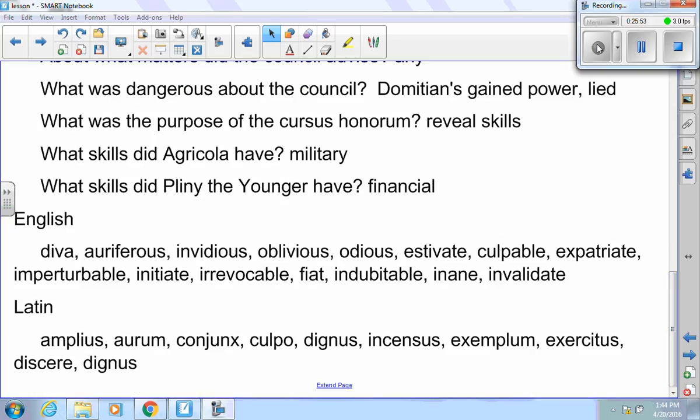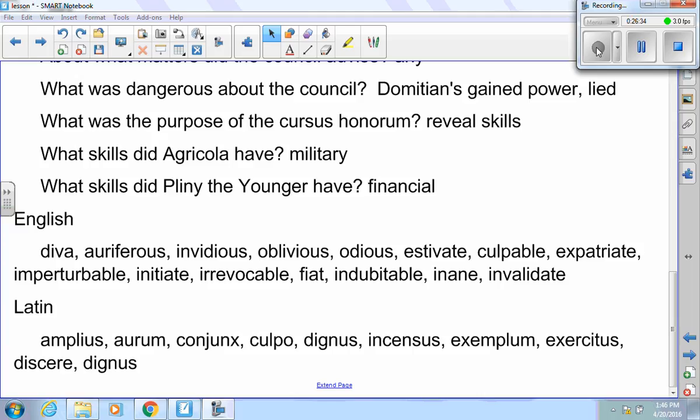Here's a list of English words and Latin words that you're going to need to know for your test. Starting out with diva. Diva is basically a leading woman in a movie or in an opera. Auriferous is something that has gold in it. Invidious, giving offense, trying to be offensive. Oblivious is basically clueless, forgetful, and unmindful. Estivate is, I think, to spend summer, in kind of a hibernation state.